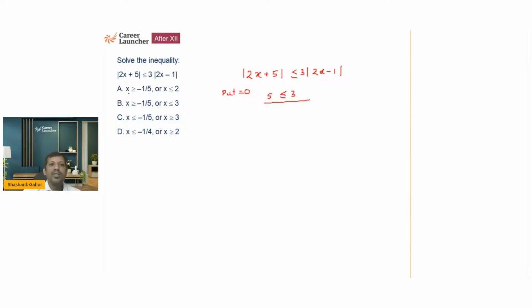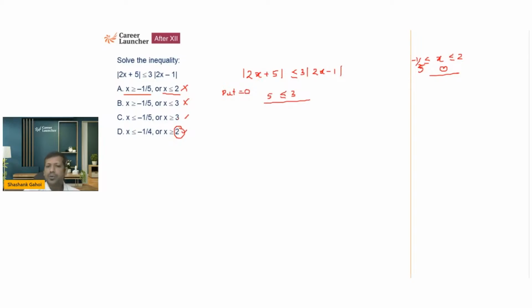Now it says x is greater than minus 1 by 5 and less than or equal to 2. It means 0 lies in this range, right? So this option is gone, and this option is also gone. So I have eliminated two options, and now I have two options left. Now it says 2 and 1 by 5, 2 and 3. So I am going to check at x equal to 2. If it works fine at x equal to 2, then my answer is going to be option D. If at x equal to 2 it is not true, then I'm going to mark option C.